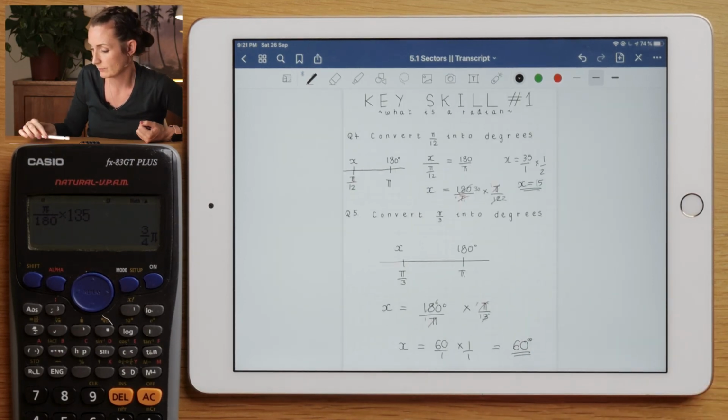And that's a wrap. Try out your key skill questions and see if you're ready to move on to the next key skill.